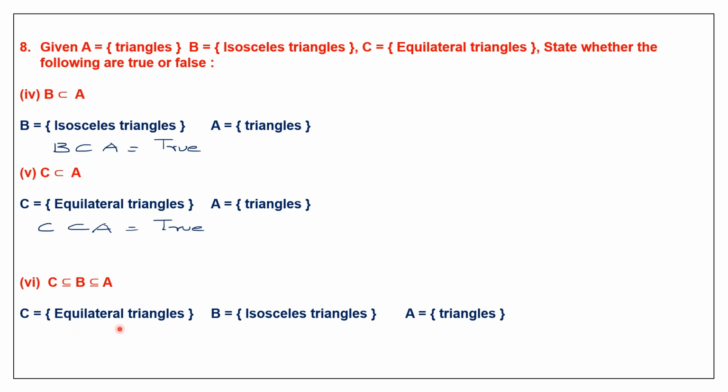That means all equilateral triangles are isosceles triangles according to this, which is true because this has three equal sides, this has two equal sides. So equilateral triangles can also be isosceles triangles. Then it continues by saying that set B is a subset of set A. Now isosceles triangles are a subset of A, and A is all kinds of triangles including isosceles triangles.